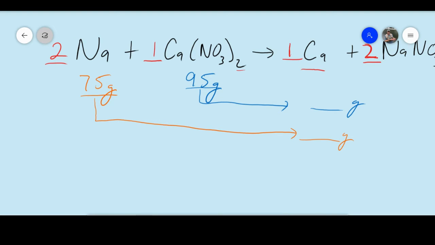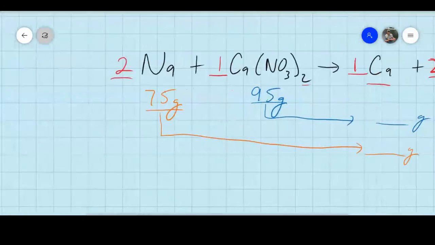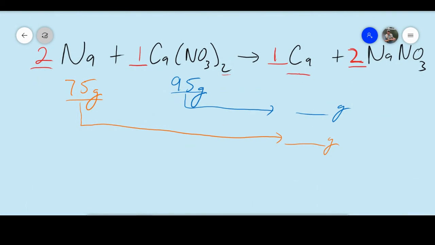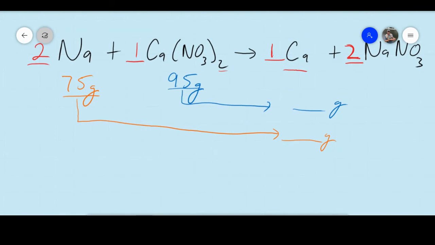And so this is going to be a 3-step problem instead of a 1-step problem like we saw over here, right? Because we need to get to moles, then use the mole ratio for each one of these problems, and then go back to grams. All right, so let's go ahead and set this up. I'm going to start and do the first problem. Okay, 75 grams of the sodium.